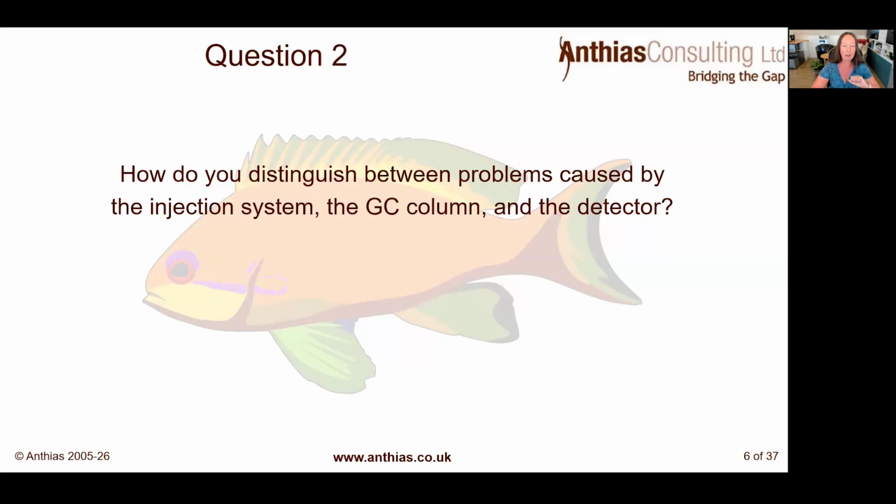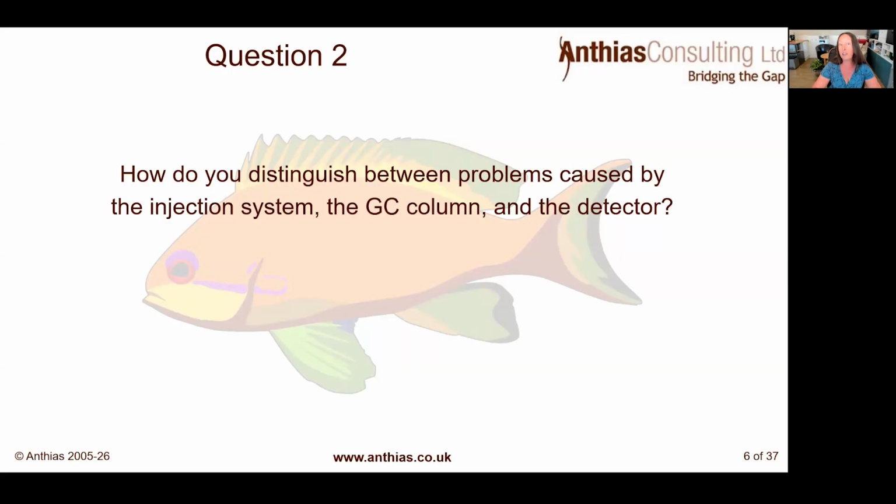So again, we can break that down into parts. The GC column itself: is it the column, or is it the carrier gas flow rate, the type of carrier gas, or the oven temperature program that's causing the problem? So that GC column again could be multiple different parts. And of course our detector. There are more than 20 different detectors, and we can also hyphenate GC to mass spec. That's going to bring lots of potential for other problems, which we're not going to go into today. We're just going to focus on gas chromatography.